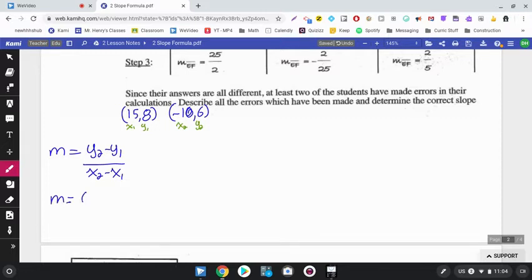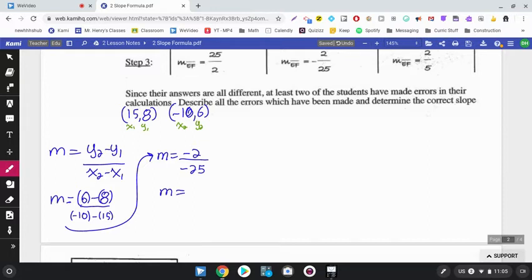y2, well, I labeled that as 6. Subtract y1, that's 8. Over x2 minus x1, -10. Oops, should have been putting these in brackets. Minus 15. So m equals 6 minus 8 is -2, over -10 subtract 15 is -25. And then a negative divided by negative, well, that's a positive. It's 2/25. That's my slope.